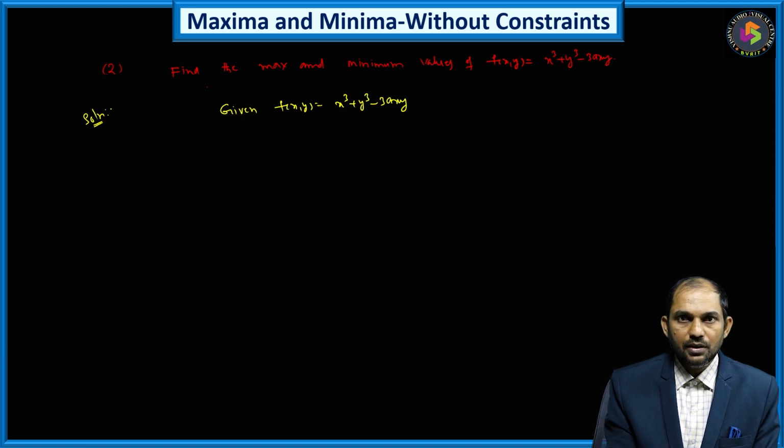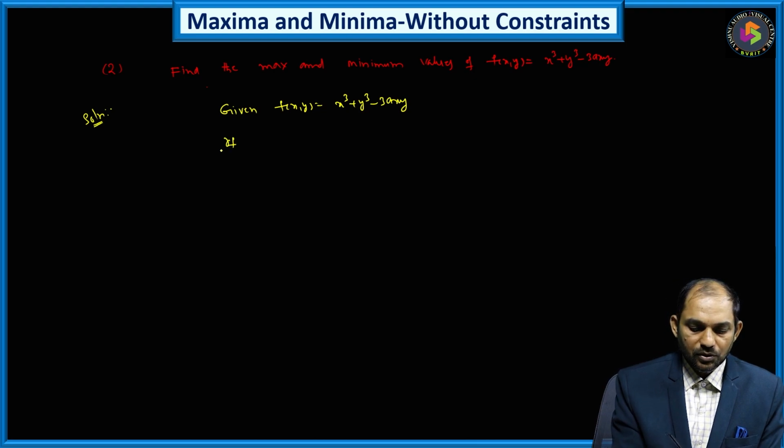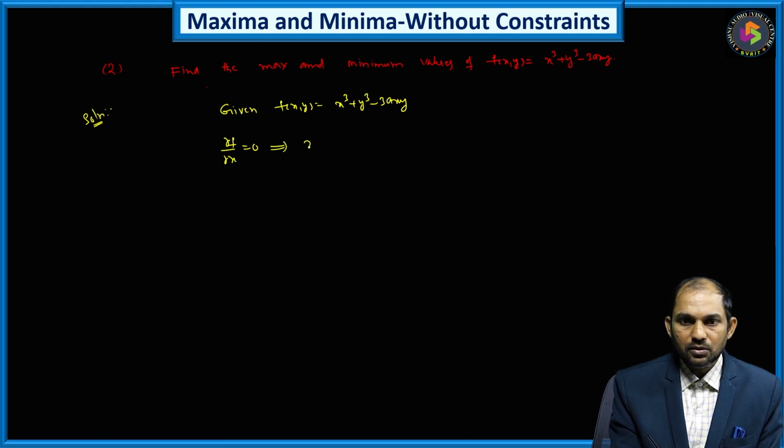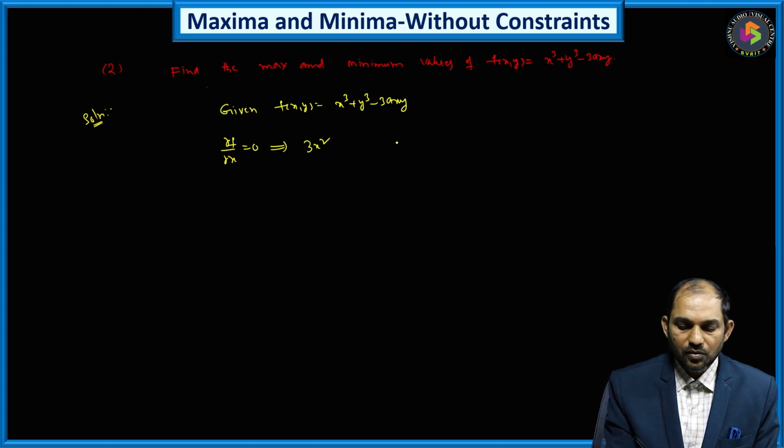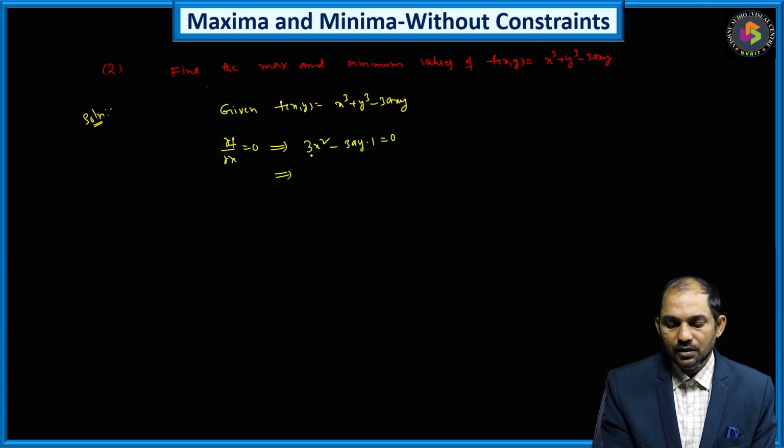In order to compute the maxima and minima for this function, we have to use the sufficient condition for a function to admit either maximum or minimum: first order partial derivatives should be 0. First of all, we have to compute dou f by dou x and put equal to 0. So x cube derivative is 3x square. Y cube is independent of x, therefore it's treated as constant, derivative is 0. Minus 3, a constant, y constant, and x derivative with respect to x is 1, and put equal to 0.